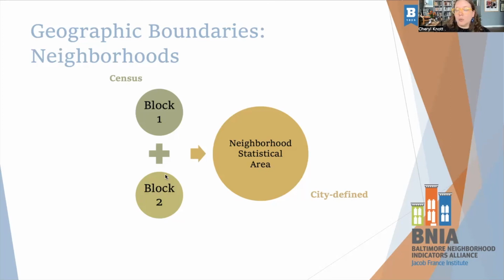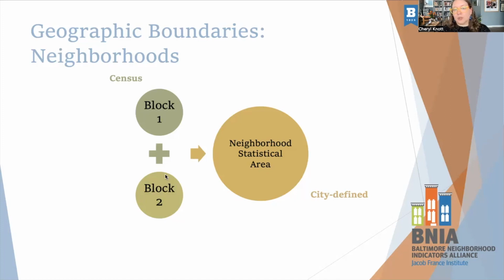But neighborhood statistical areas can sometimes be very small. We have nearly 300 neighborhood statistical areas in Baltimore City, some of which are residential areas, but some of which are parks. Druid Hill Park and Patterson Park are park spaces, but they are still considered neighborhood statistical areas. Same thing with industrial zones.